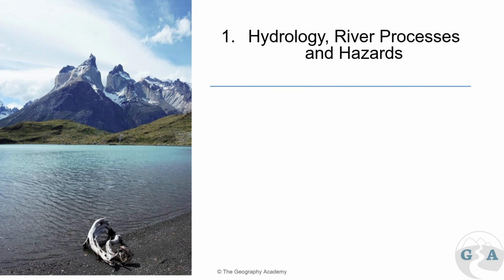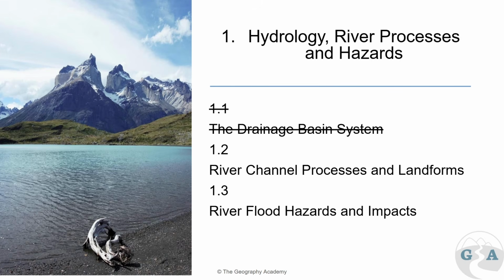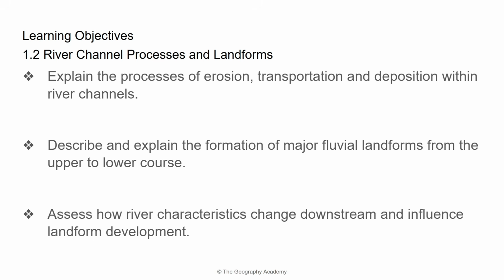Thanks very much. This is part 2 of Unit 1. It's looking at river channel processes and landforms. Throughout this, our learning objectives are to help explain the process of erosion, transportation, deposition, and other processes. We're going to describe and explain the formation of major fluvial landforms from upper to lower course, and we're going to assess how river characteristics change downstream and influence the landform developments.